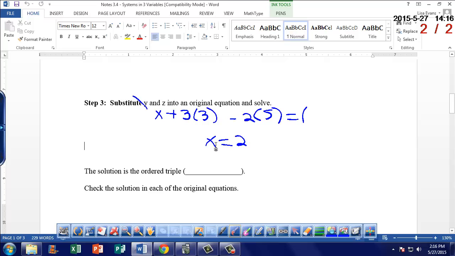When we write a system of 3 variables, we write it as an ordered triple. So we write the x first, then the y, then the z. This is how I want to see your final answer.